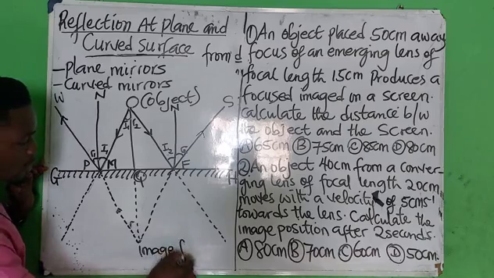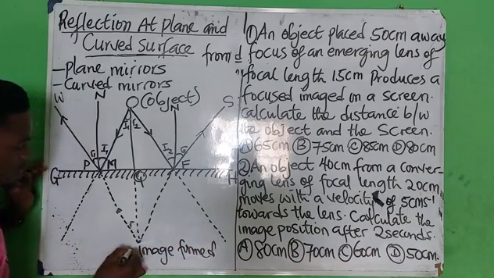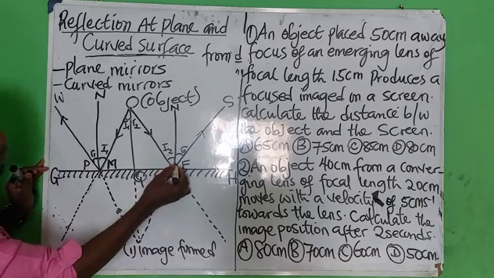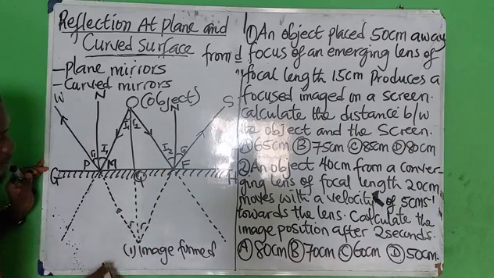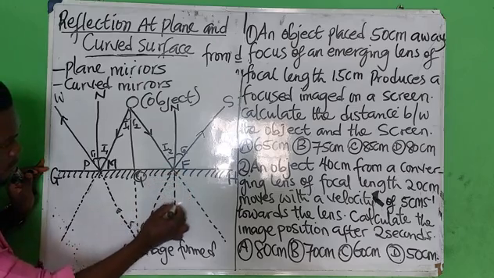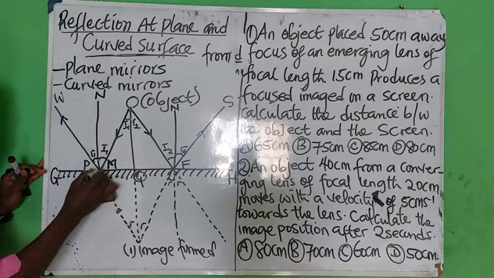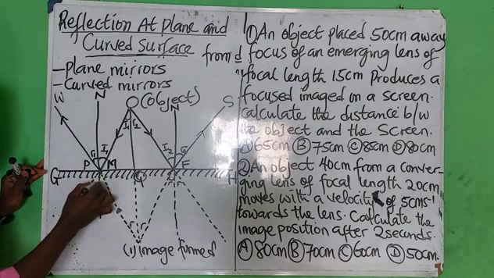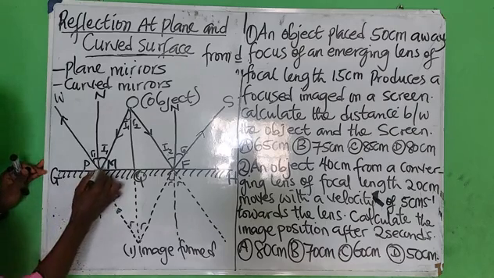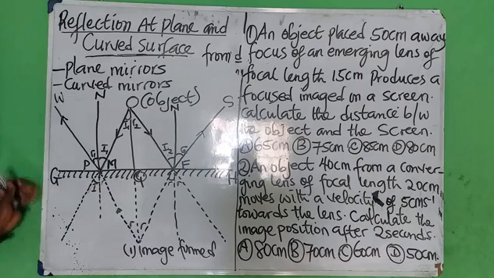So I'll use I for image formed. I'll also use an arrow here. Normally you have an arrow, and you have another arrow. So you also have this I and this arrow. So our major focus right now is the point where the rays of light are coming from and the point where the image is formed.